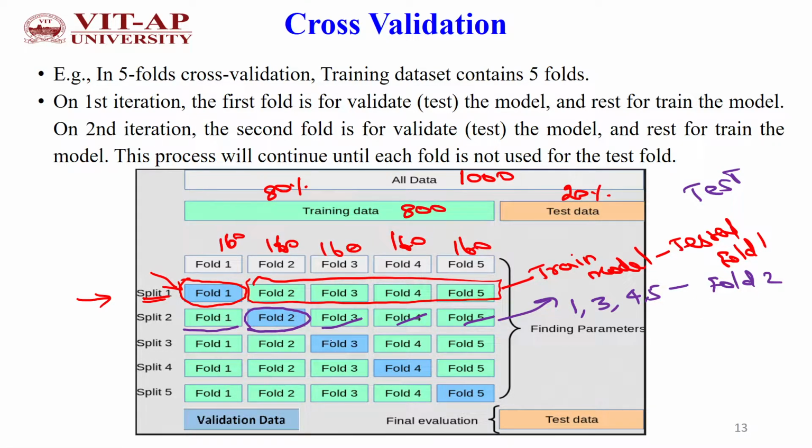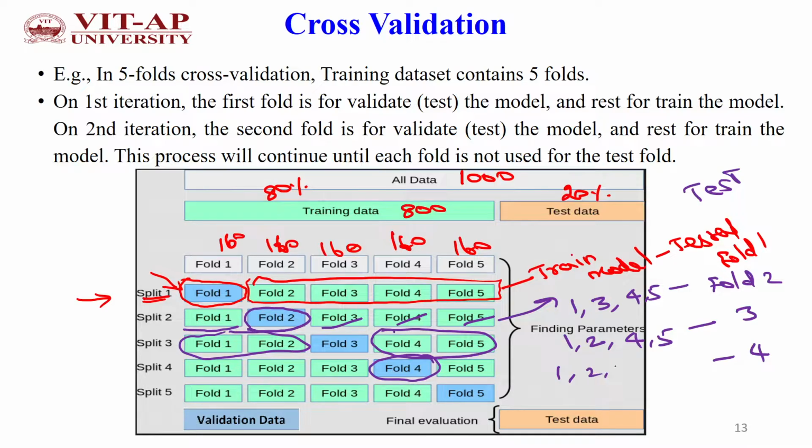Then in the third split, folds 1, 2, 4, 5 are used for training the model, and fold 3 is used for testing the model. Like that, in split 4, fold 4 is used for testing the model, and 1, 2, 3, 5 are used to train the model, right? So finally we get 1, 2, 3, 4 for training the model, and 5 is used for testing the model.